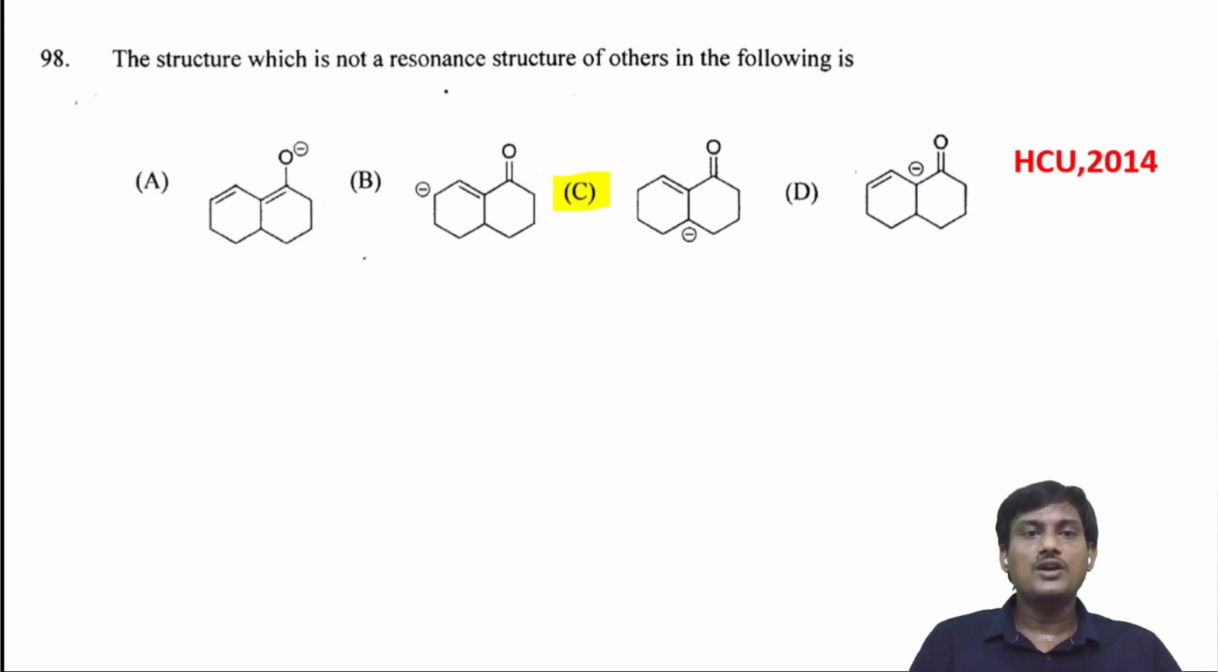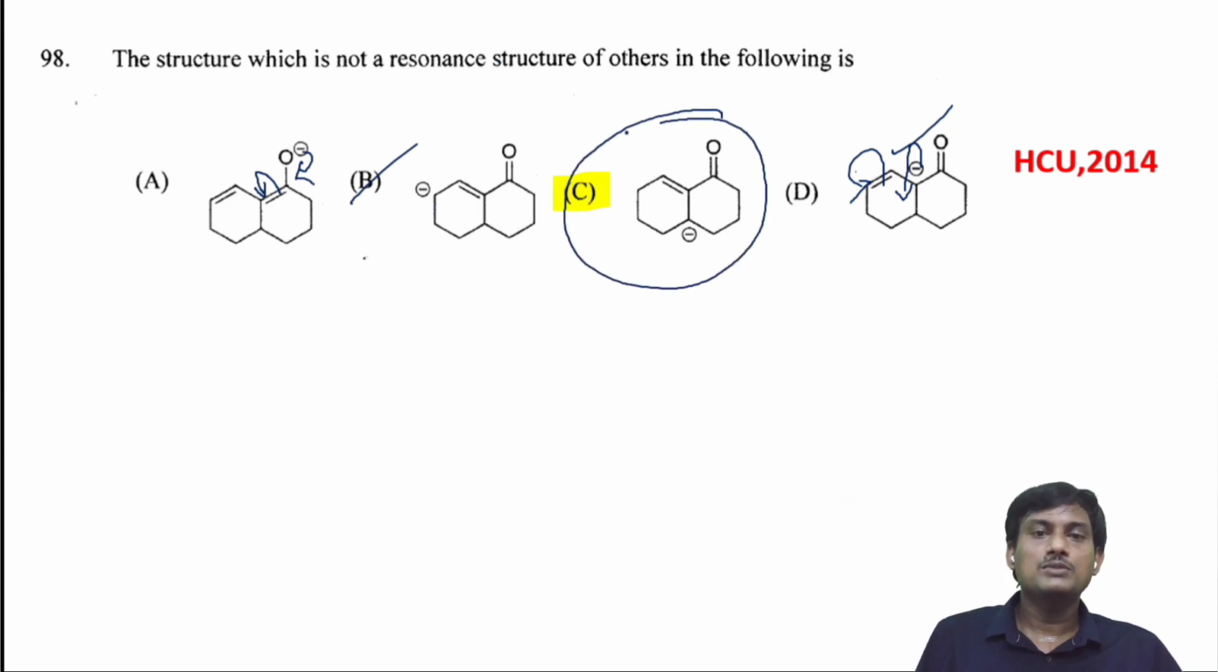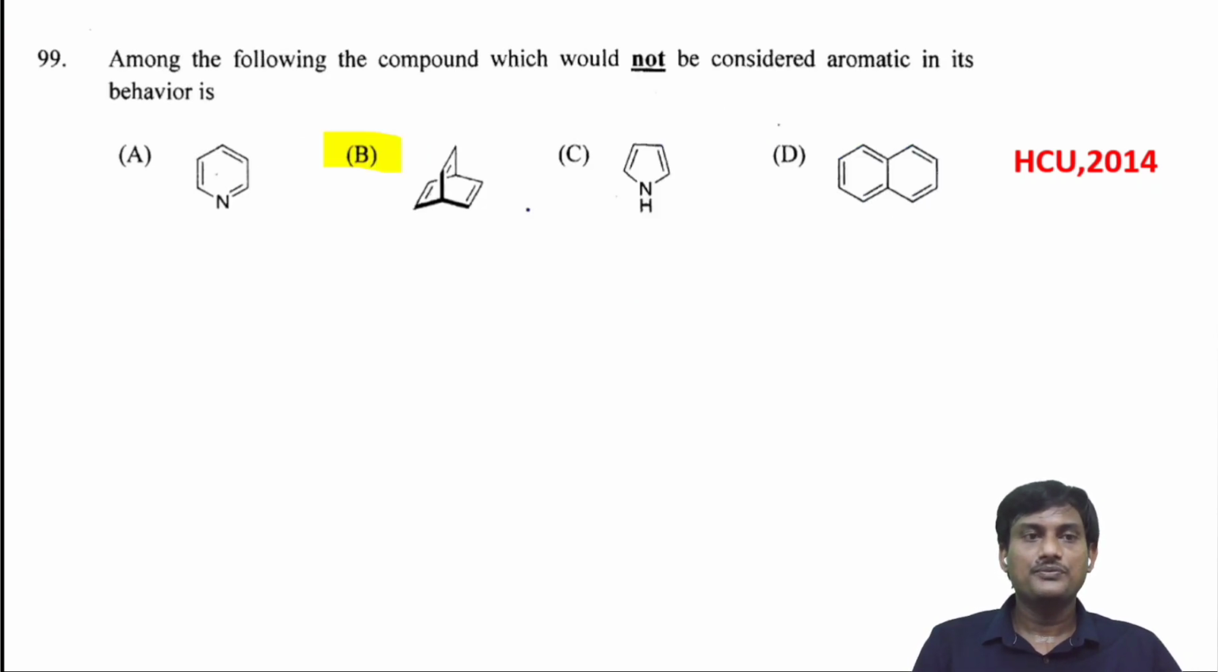The structure which is not a resonance structure of the others in the following is. Okay, let's take this structure, and this one is another resonance structure. So you are getting this resonance structure, and in the latter case, if you take this one, next you will get this resonance structure. So this resonance structure is not possible. This is not a resonance structure of the remaining three resonance structures.